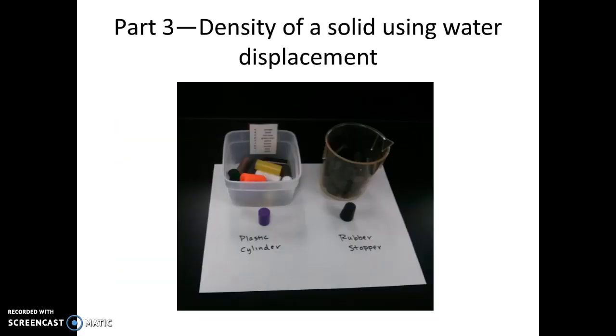In part 3 of the lab, you're also determining density, but now you're going to be determining density of a solid. The two solids that you're using for this experiment are a plastic cylinder, and the plastic cylinders come in a bunch of different colors, and they have a letter on the outside of the cylinder. So make sure that you record either the letter or the color of that plastic cylinder in your data table. The other solid that you're going to be using is a black rubber stopper. And notice how the shape of the rubber stopper is slightly different than the cylinder. So make sure you don't get those two mixed up.